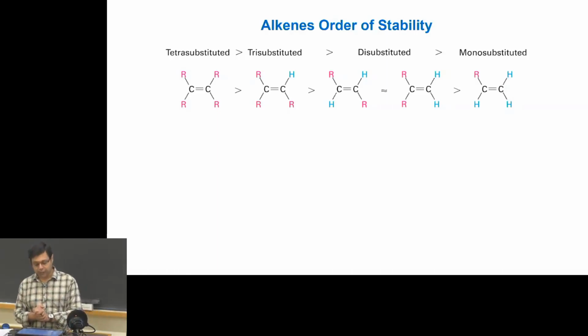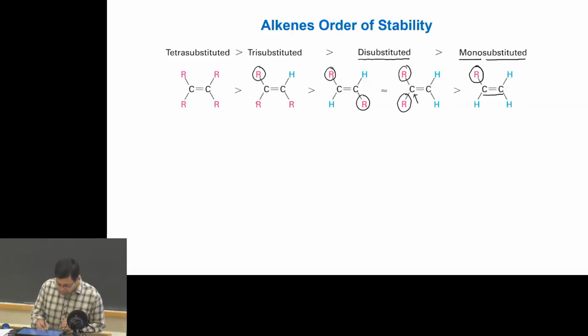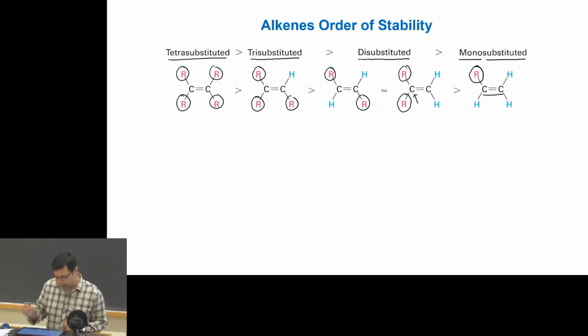Now please listen very carefully here. If you have one R group attached to the double bonded carbons, that alkene is referred to as a mono-substituted alkene. If two R groups are attached to the double bonded carbons, they could be attached to the same carbon of the double bond or different carbons. Those alkenes are referred to as di-substituted alkenes. If three R groups are present on the double bonded carbons, it is referred to as tri-substituted alkenes. If four R groups are present, it is tetra-substituted alkenes.